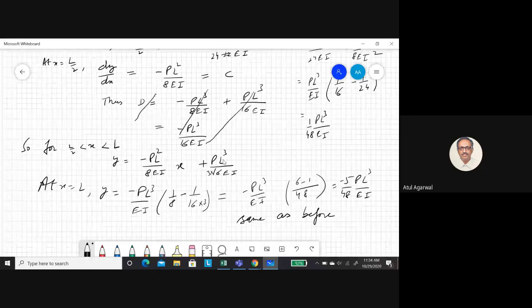So you have found the values of C and D from these conditions. And this is the expression for the deflection curve in this region, L by 2 to L. So at x equal to L, you put the value and you get this answer, which I had calculated earlier in this same slide. Any questions, gentlemen?